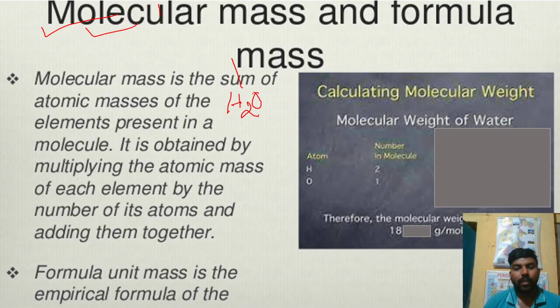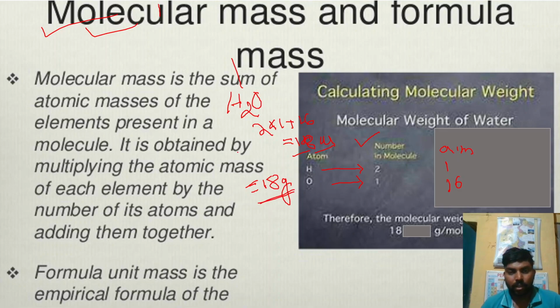So here the hydrogen atom has a number 2 and oxygen has a number 1. And we know the atomic mass of hydrogen is 1 and oxygen is 16. So calculating 2 into 1 plus 16, we get 18 amu. If I write this unit as 18 gram, it represents the gram molar mass, also written as gram per mole. We have to remember this one. Sometimes we also write 18 gram per mole.